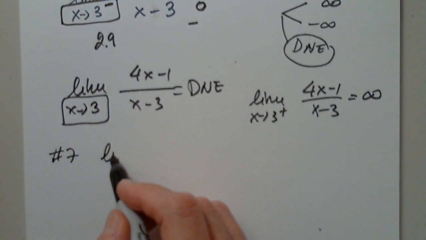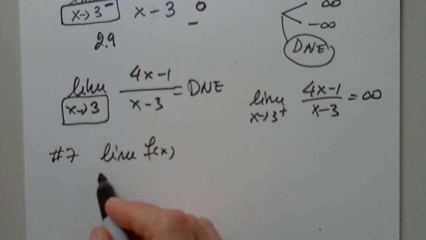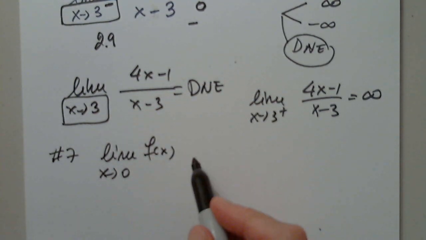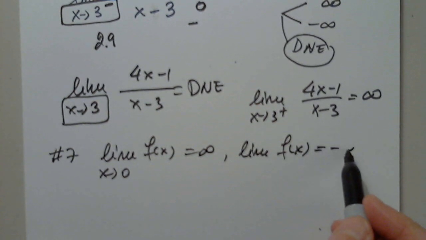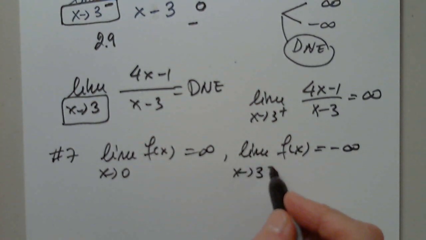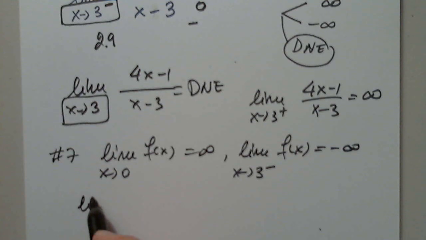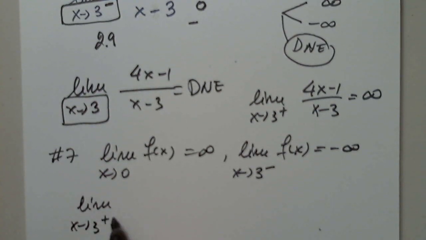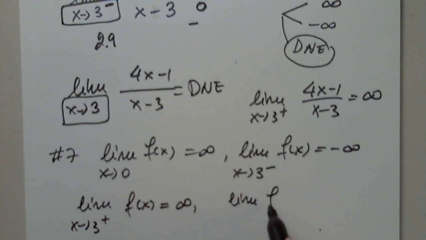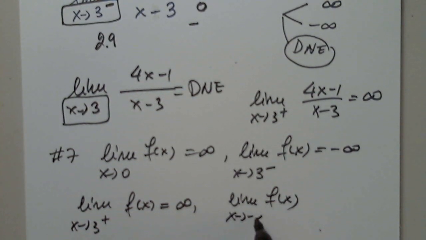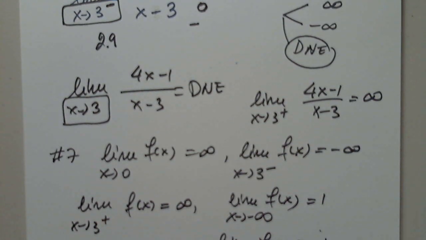Okay, so I have to copy: the limit of f of x as x approaches 0 is infinity. The limit of f of x as x approaches 3 from the left is negative infinity. The limit as x approaches 3 from the right of f of x is infinity. The limit of f of x as x approaches negative infinity is 1. And the last one, the limit as x approaches infinity of f of x is negative 1.